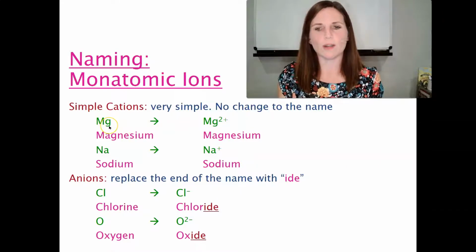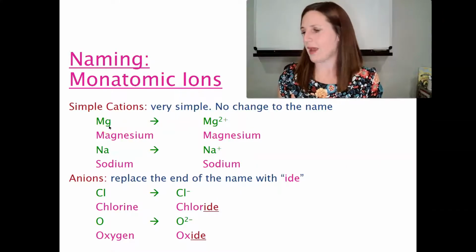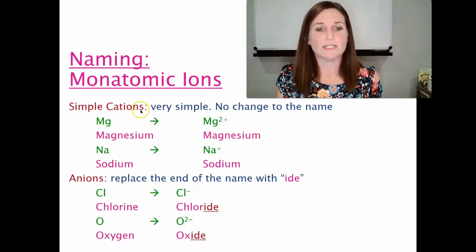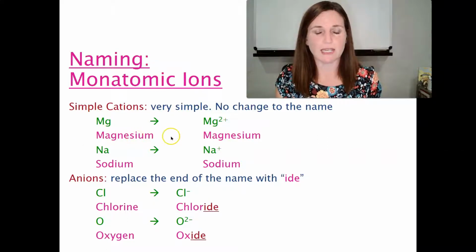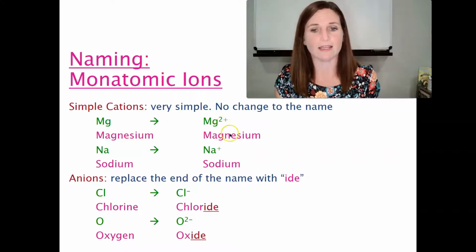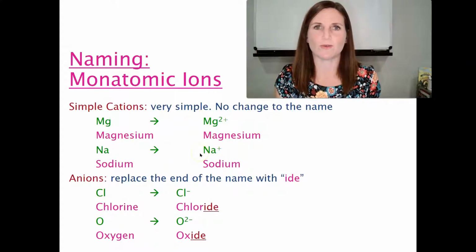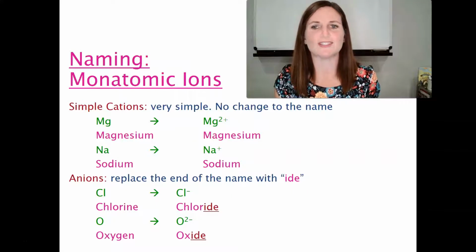So if you go on your periodic table and you look up magnesium, magnesium has an atomic number of 12. You will see that Mg is magnesium and Mg2+, the cation, is also called magnesium. Then if you go find Na on the periodic table, its name is sodium, and Na+ is also called sodium. Super easy, super awesome. Enjoy that little win.